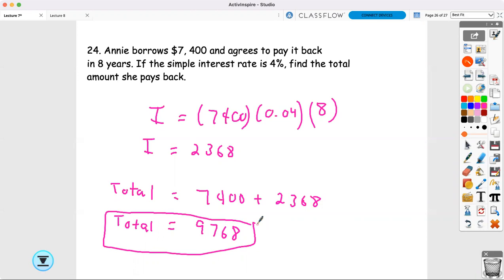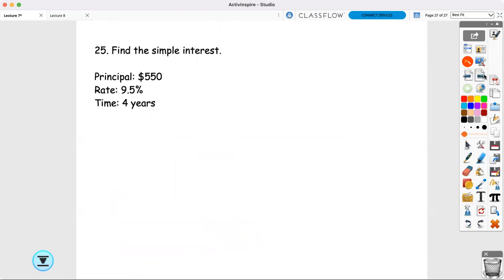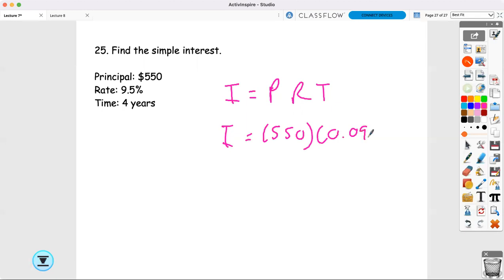All right, last but not least, guys, last problem of the review. Find the simple interest, which is the formula I equals PRT, which is gonna be 550 times 0.095 times 4. Use your calculator once you plug it in, and let's see what you get.